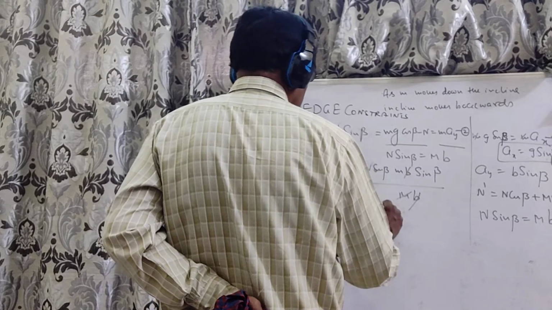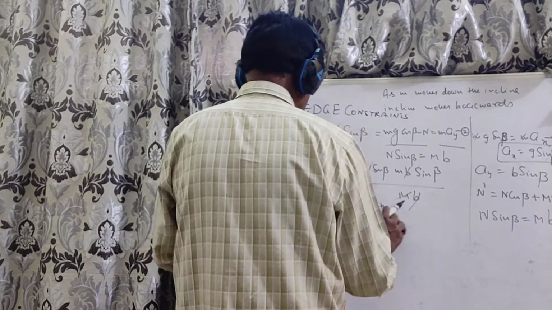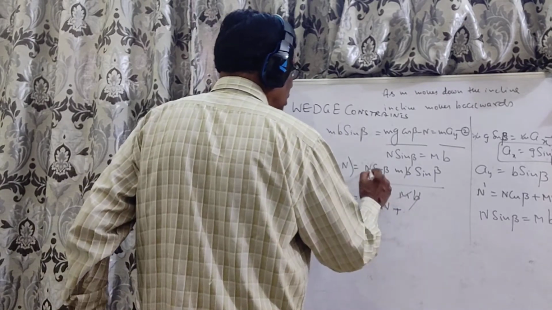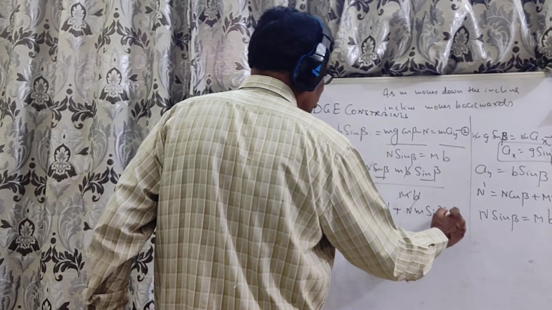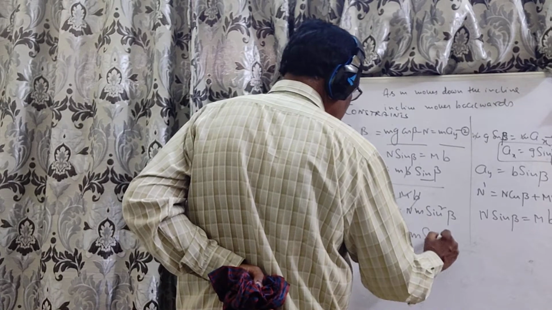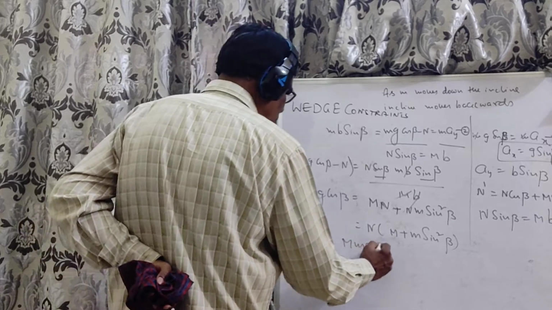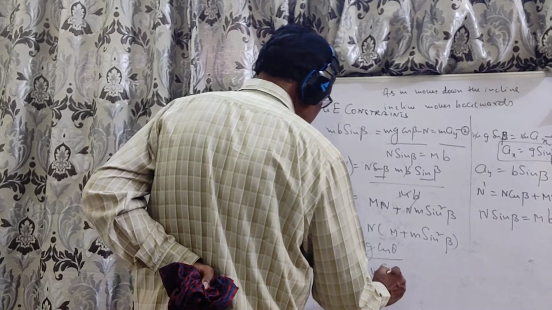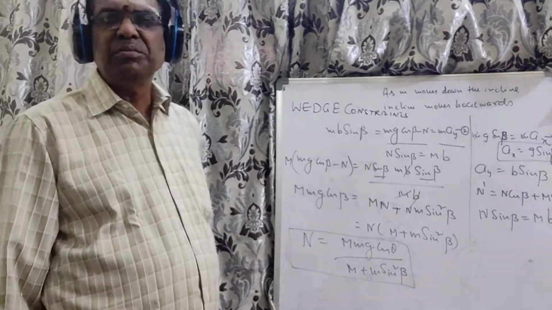Brought it now. M N plus N m sin beta into sin beta, or N into... therefore N is equal to Mg cos theta by M plus... a very important relation.